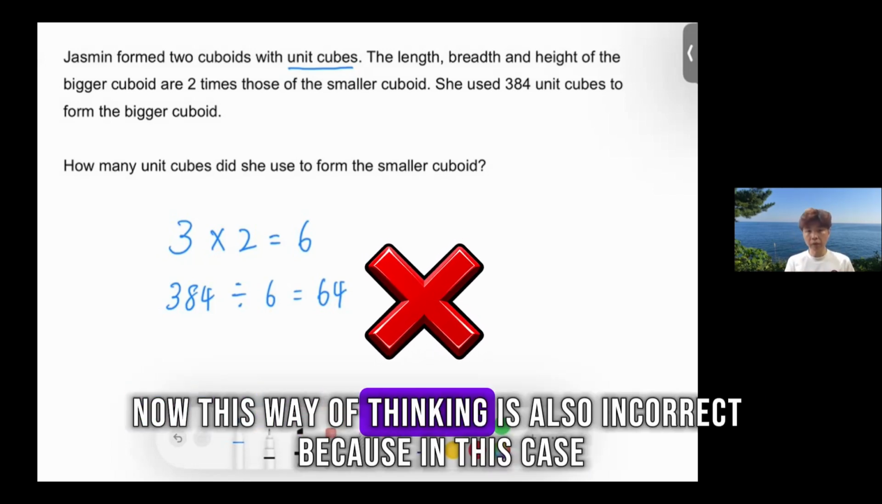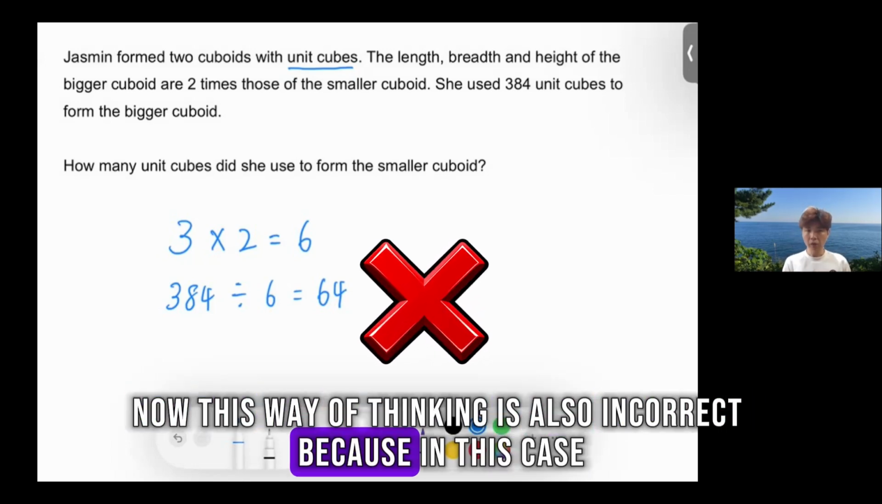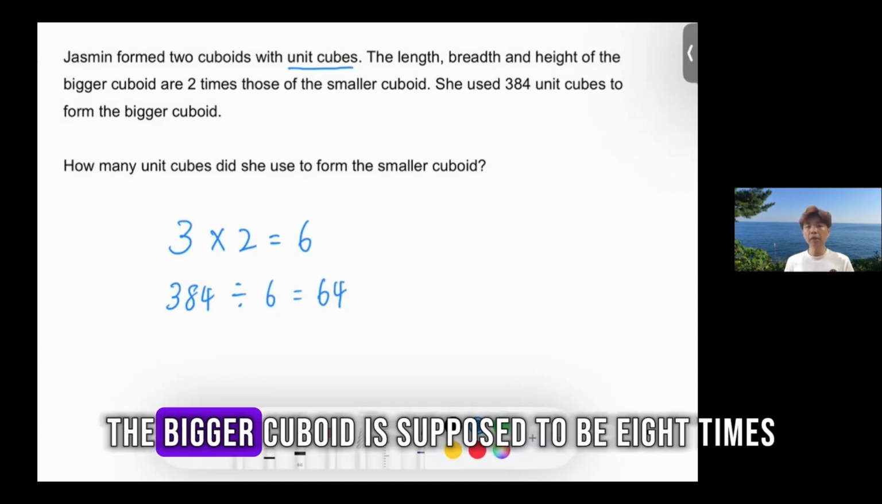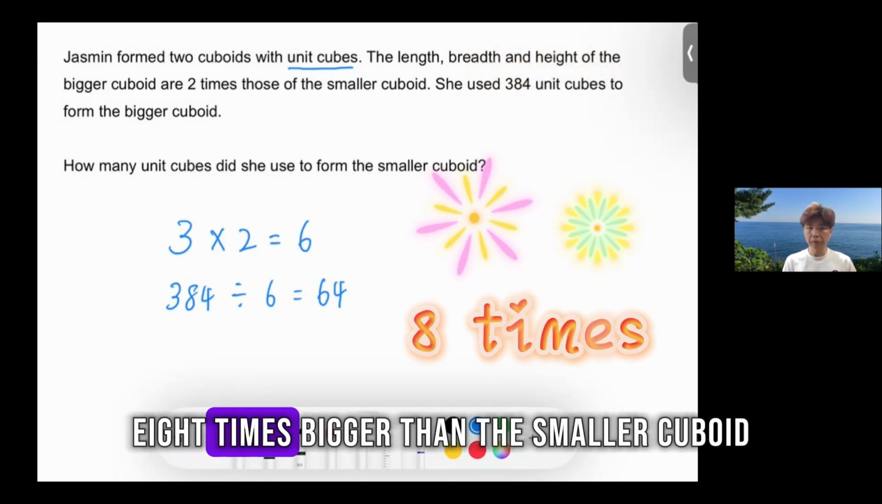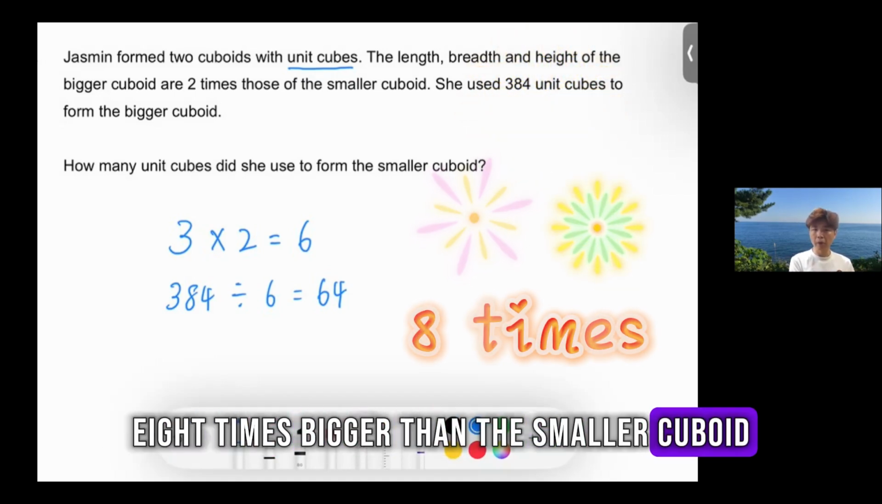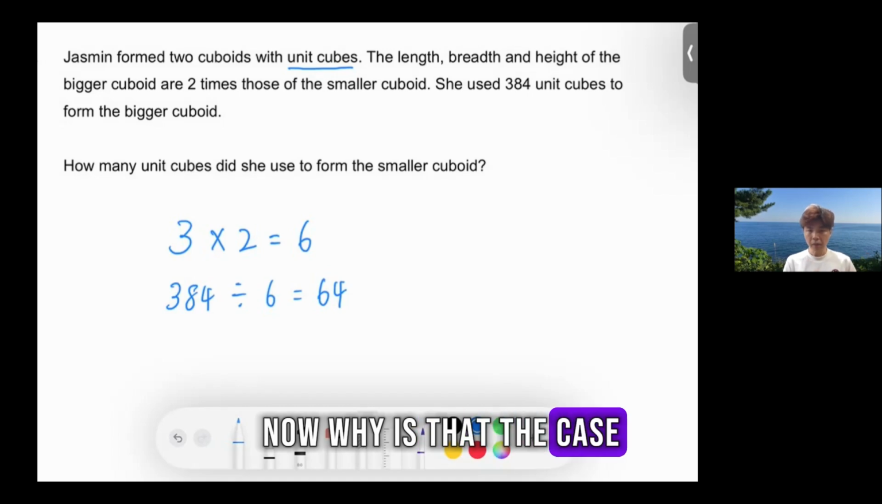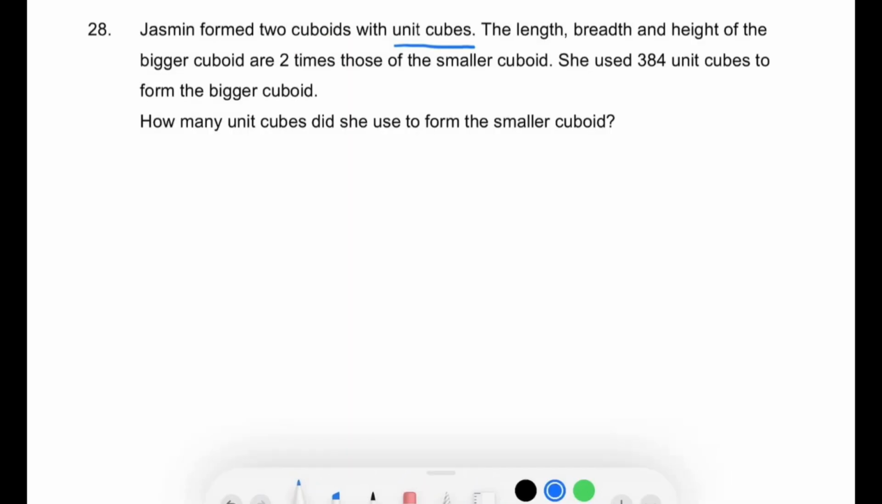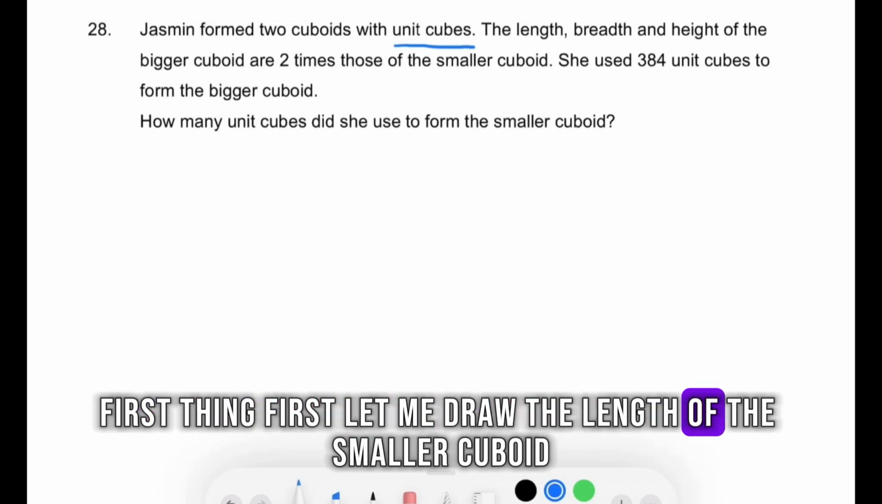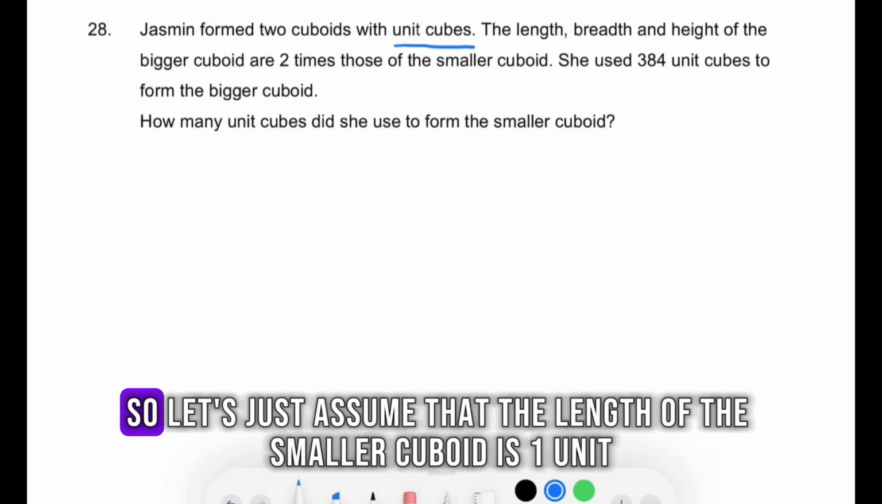Now, this way of thinking is also incorrect because in this case, the bigger cuboid is supposed to be 8 times bigger than the smaller cuboid. Now, why is that the case? Let me sketch a simple diagram to show you why. First thing first, let me draw the length of the smaller cuboid. So let's just assume that the length of the smaller cuboid is 1 unit.